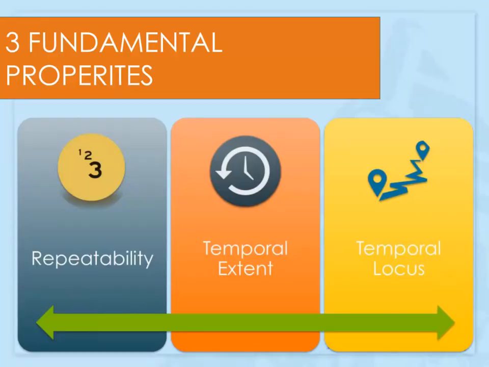There are three fundamental properties of behavior: their repeatability or countability, which means that the behavior can be counted; the temporal extent, which is the duration of time it takes for that behavior to occur; and the temporal locus, which is when exactly that behavior occurs. So let's jump in and explore what measures we can use for each of these.